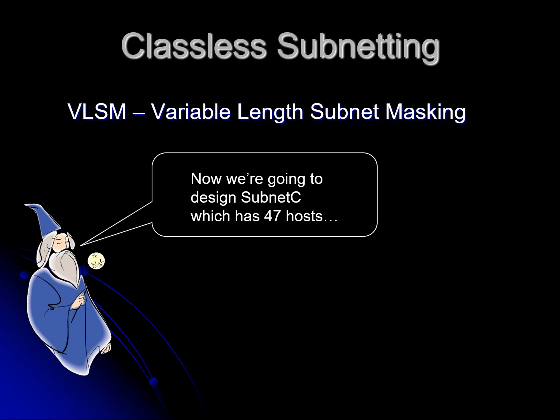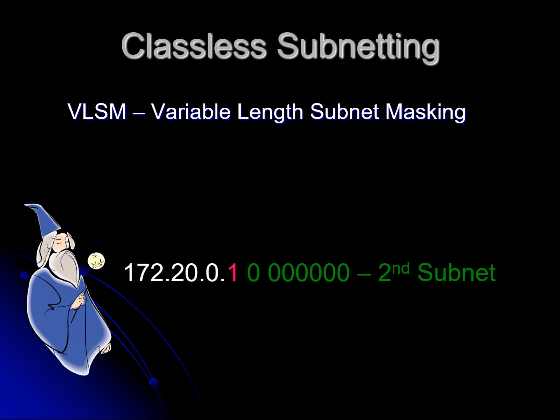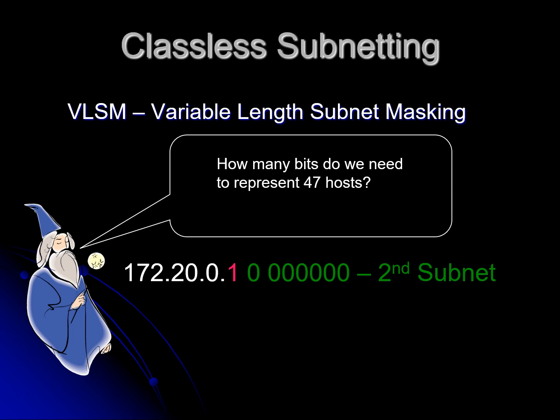So now that we've got subnet D, the largest subnet, sorted, we are going to move on to designing subnet C, which only needs 47 hosts. So what IP addresses do we have now? Remember we had 2 subnets. We've used the first one, allocated to subnet D, the biggest network. Now we're going to take the second subnet and use it for subnet C.